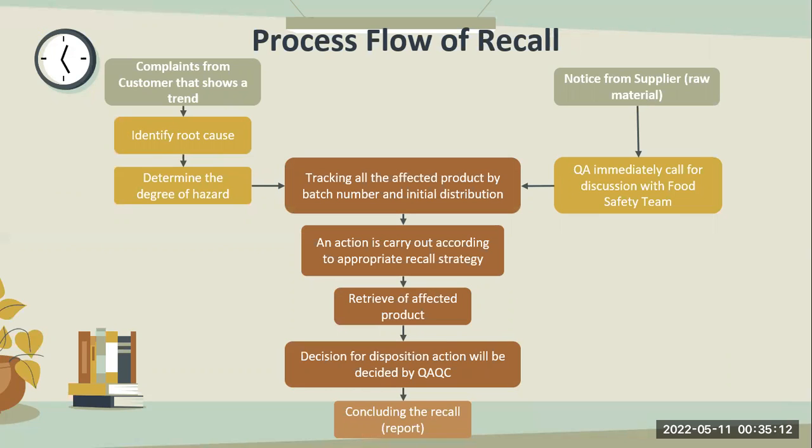Then, both starting points proceed to track all affected products by batch number and initial distribution. An action is carried out according to the appropriate recall strategy. Retrieval of affected product. Next, the decision for disposition action will be decided by QA/QC. Lastly, concluding the recall.